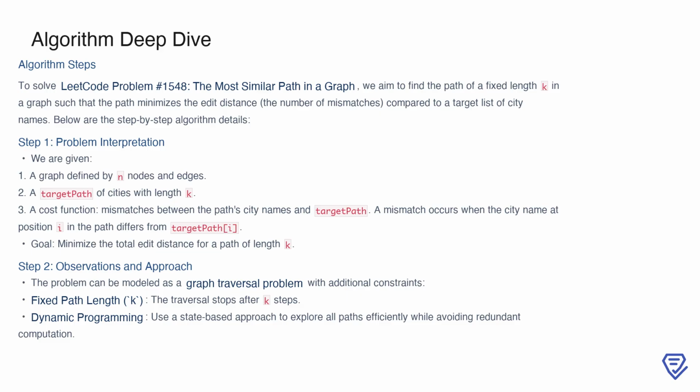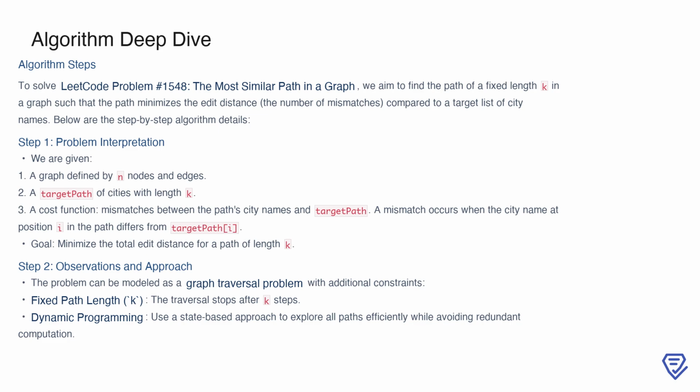To solve LeetCode problem number 1548, our goal is to find a path of fixed length k in a graph that minimizes the edit distance compared to the given target path. The edit distance measures mismatches between city names in our path and the target path. For example, if the city at position i in our path does not match targetPath[i], it contributes 1 unit to the cost. The problem can be framed as a graph traversal task with constraints.